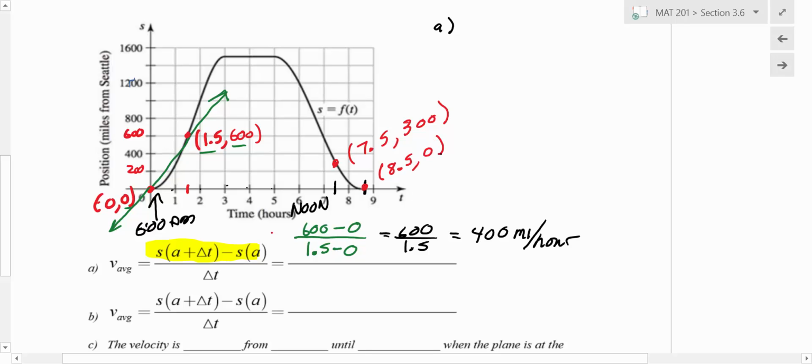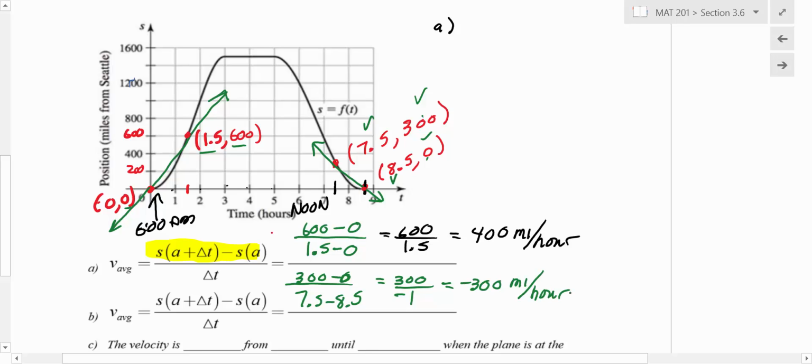So what I'm going to do on that is find, again, the slope of the secant line for that average velocity. That's real simple. What you're doing is the slope formula. You're doing the change in the y values, 300 minus 0. Then you're doing the change of the t values in the same order. It's real important that you do that subtraction in a consistent order. So 300 minus 0, be sure you do 7.5 minus 8.5. So that's 300 over negative 1. So that is negative 300 miles per hour.